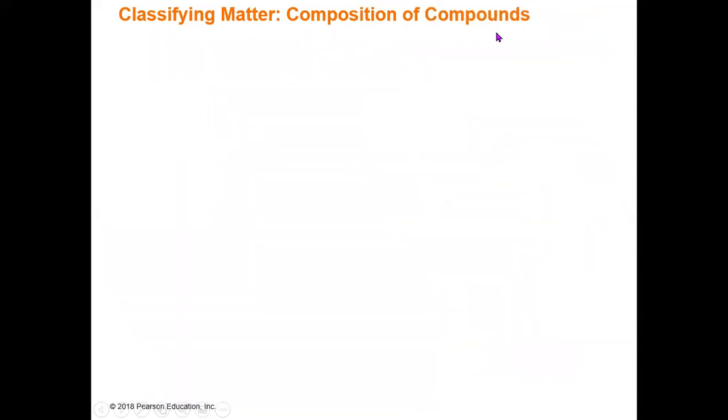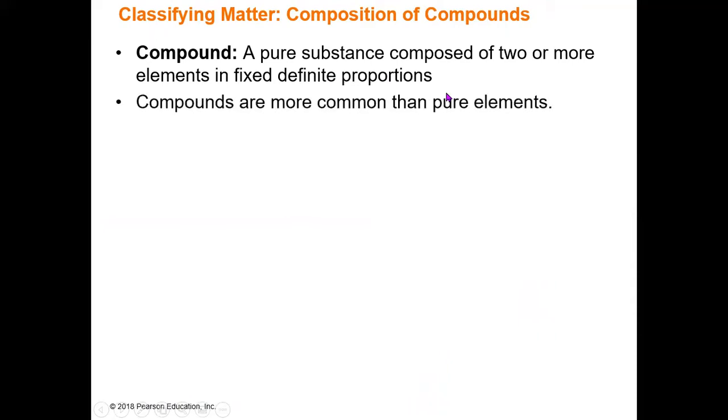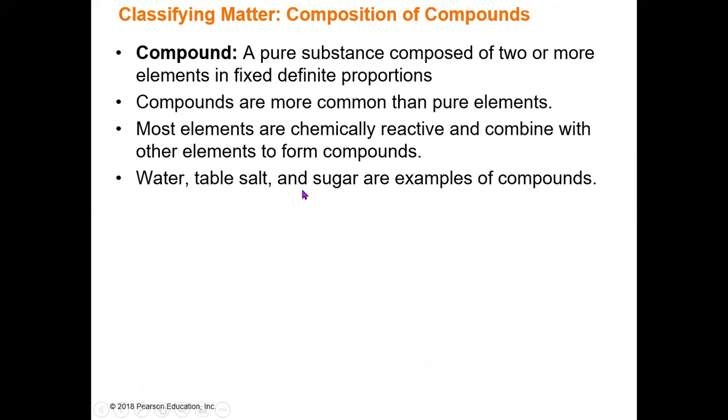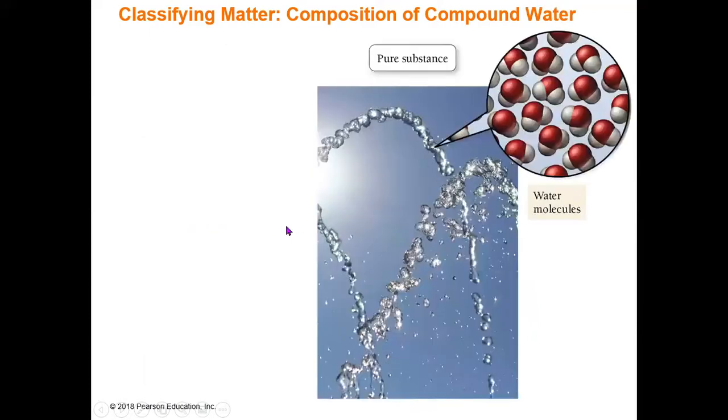Classifying matter, composition of compounds. A compound is a pure substance composed of two or more elements in fixed, definite proportions. Compounds are more common than pure elements. Most elements are chemically reactive and combine with other elements to form compounds. Water, table salt, and sugar are examples of compounds. A compound can be decomposed into simpler substances by chemical reactions.